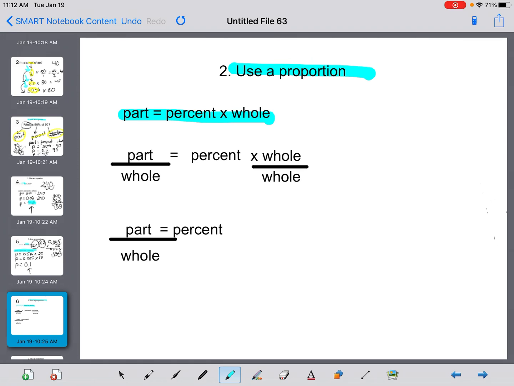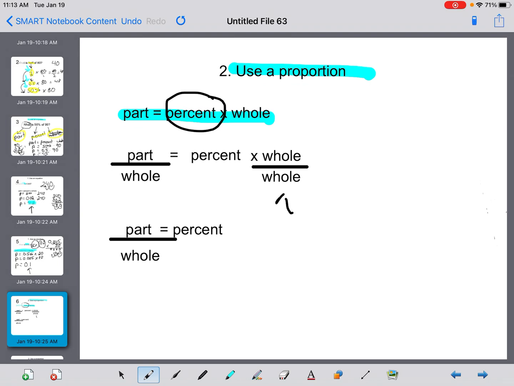Now what I want to do is set this up as a proportion. So I want to have two ratios that equal each other. What I've actually done here is I said to myself, I want to get the percent all by itself. So how do I get percent by itself? Well, what's happening to it? This is algebra. It's being multiplied by the whole number.